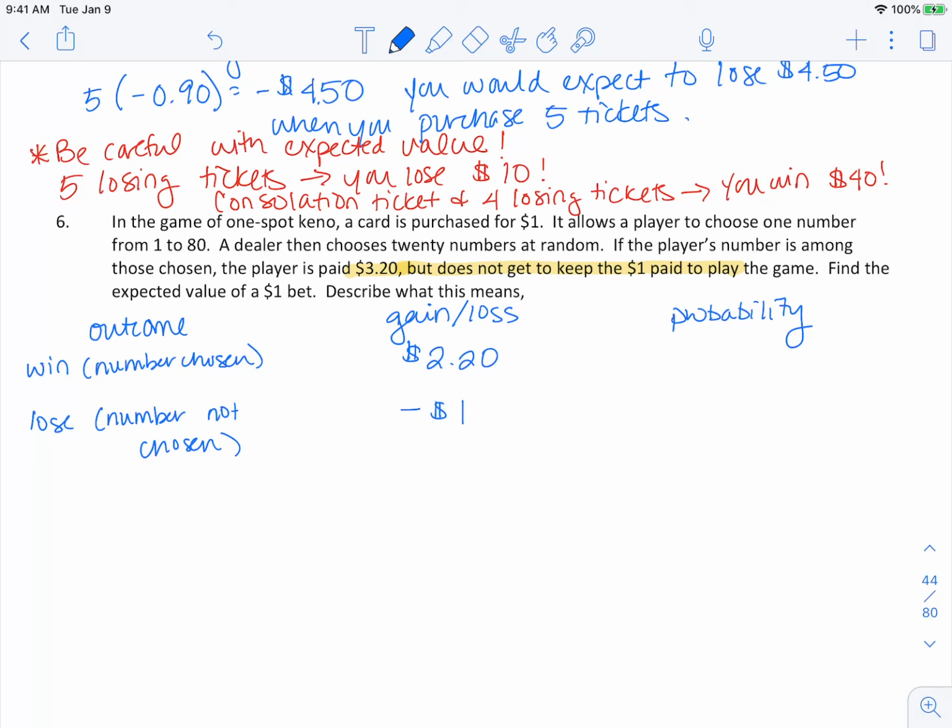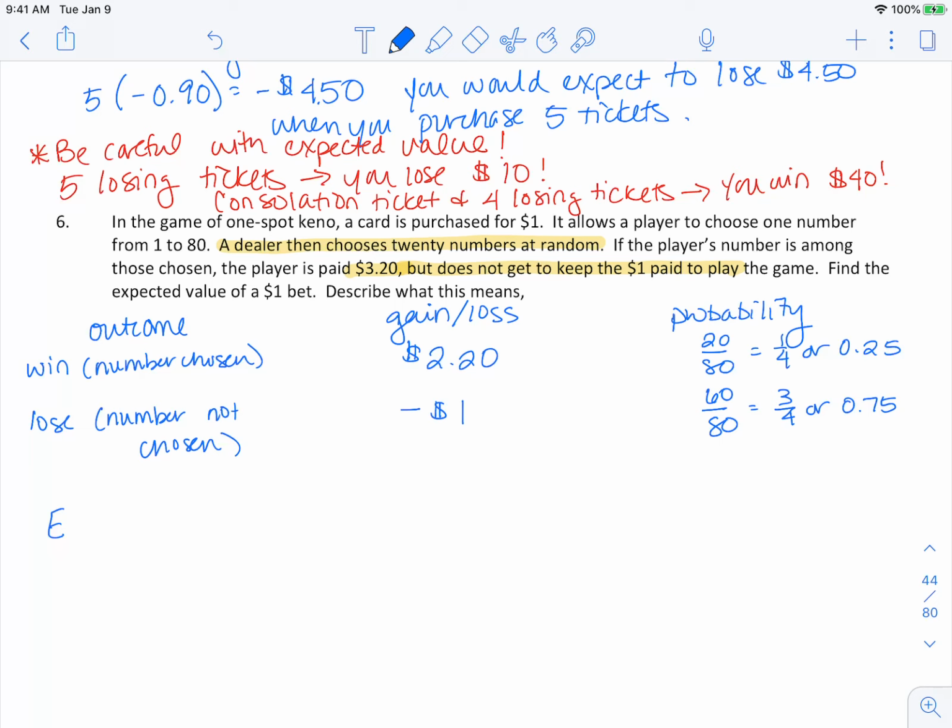It says that a dealer chooses 20 numbers at random. So our probability of winning is 20 out of 80, which is 1/4 or 0.25. Probability of losing is 60 out of 80, which is 3/4 or 0.75.